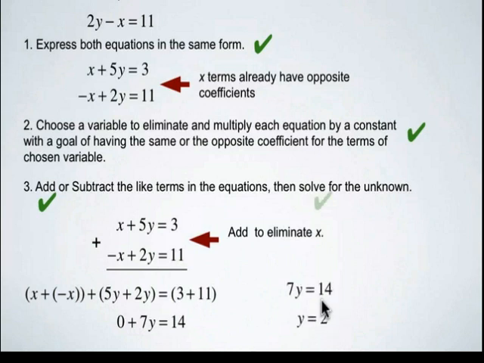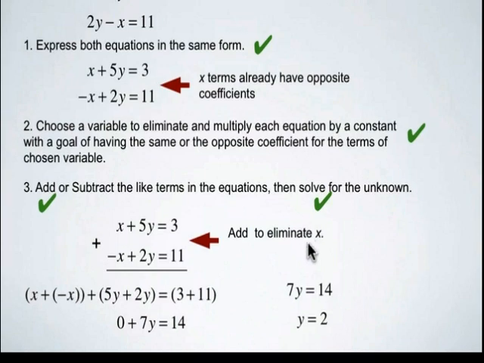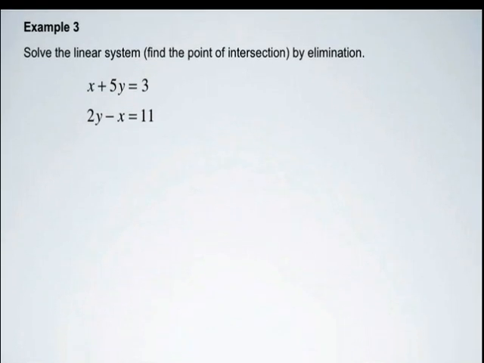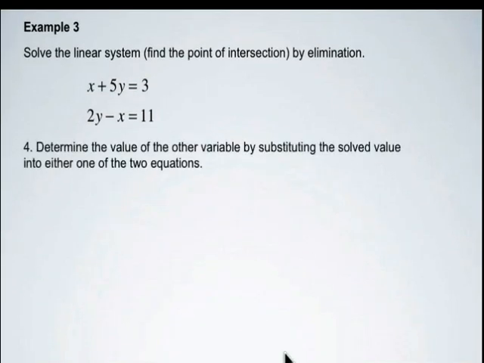We divide both sides by 7 and we get y equals 2. So now we've solved for one of our unknowns. Next, what we have to do is determine the value of the other variable, our x in this case, by substituting the value we've solved for. So we're going to sub in y equals 2 into one of the other two equations.